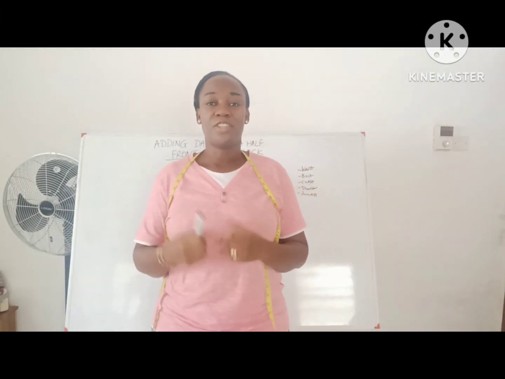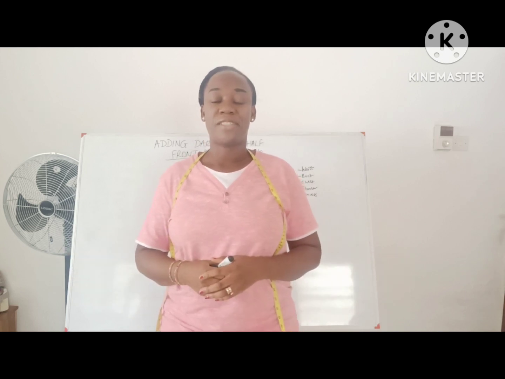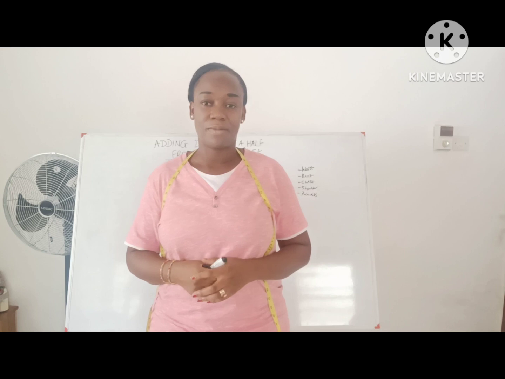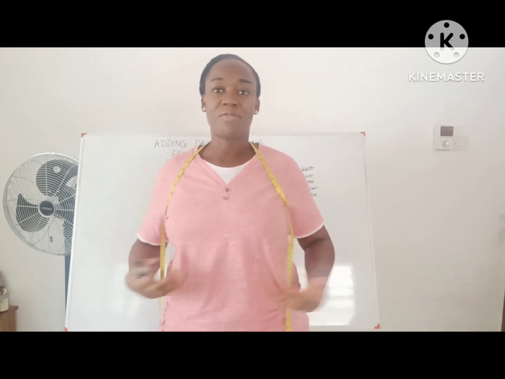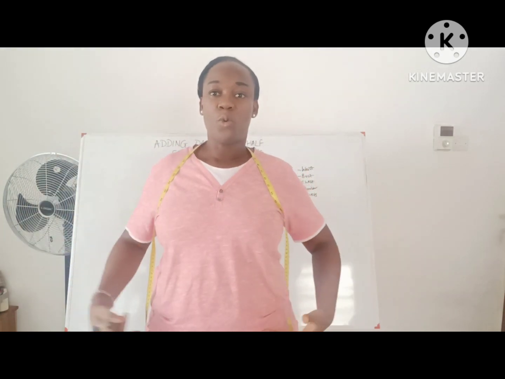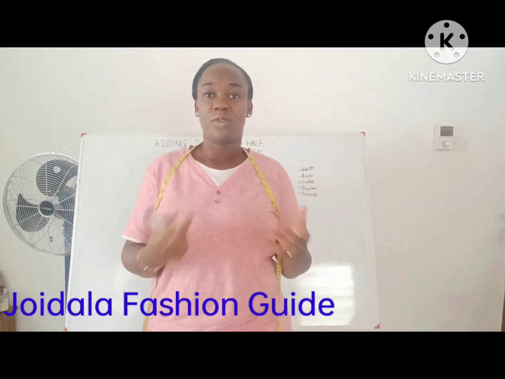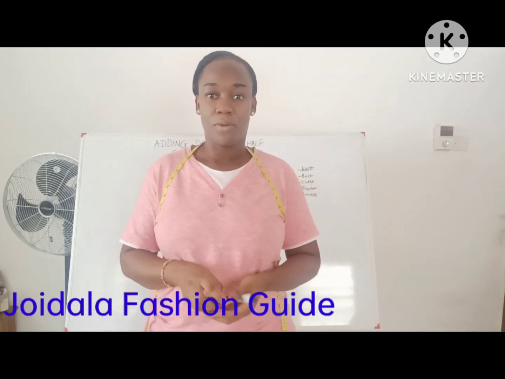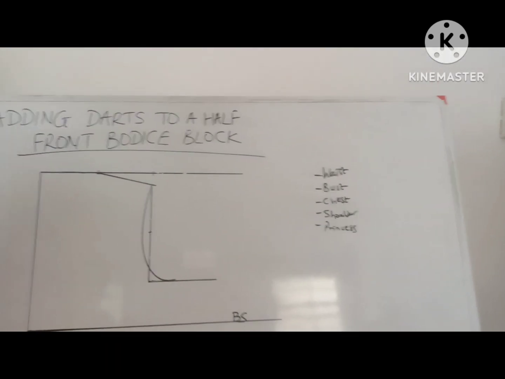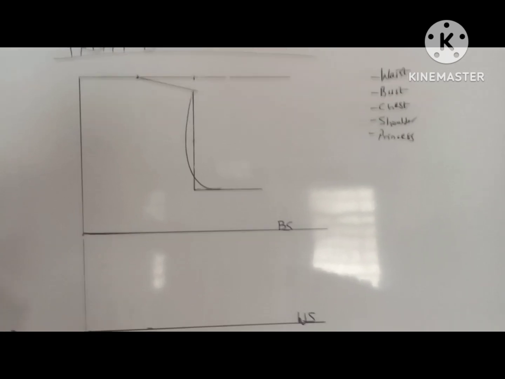In today's video, we are going to be learning the different darts you can add to a half bodice pattern, the front bodice pattern, the half scale bodice, that is from the shoulder to the waist, the different darts that you can add to the basic block. So I'll be using this board as our illustration.